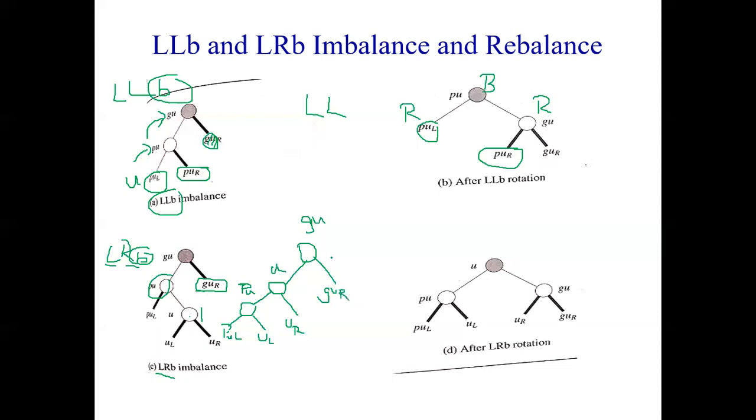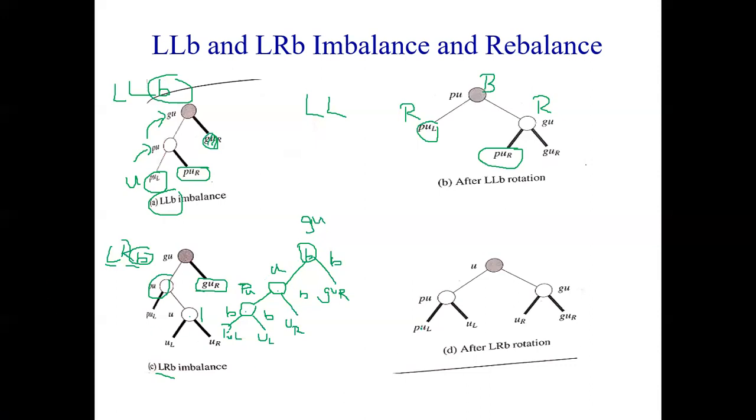UR is black. UL is black. PUL is black. PU is red color. U is also red color. GU is currently black color. So this is after performing the left rotation.